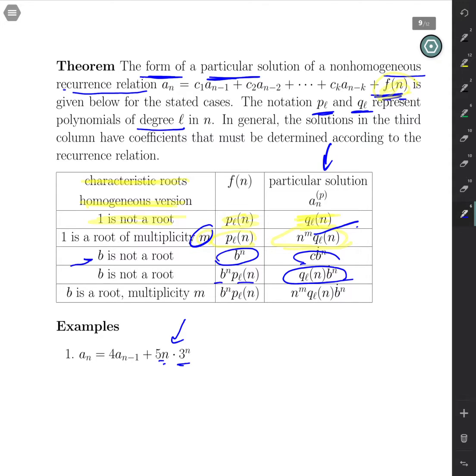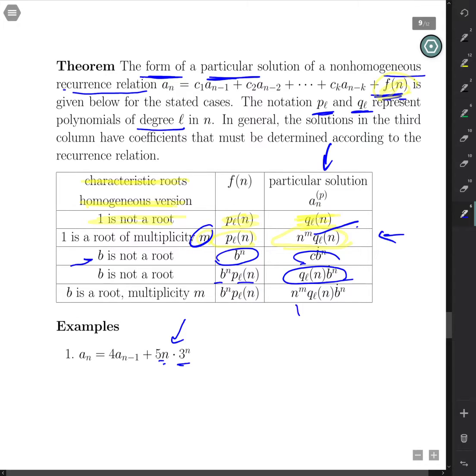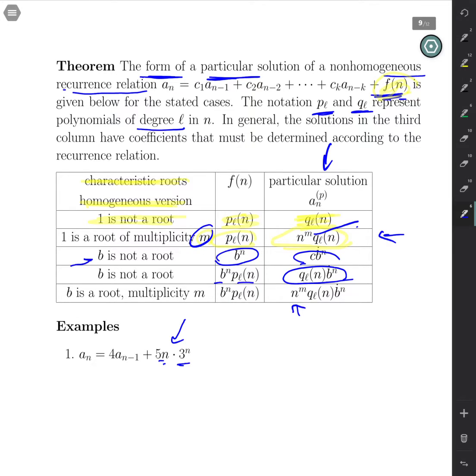If b is a root, then you have to do something like we did in the case above here. You have to multiply your potential solution by the mth power of n. It looks a little complicated. We'll do some examples to show how this works out.